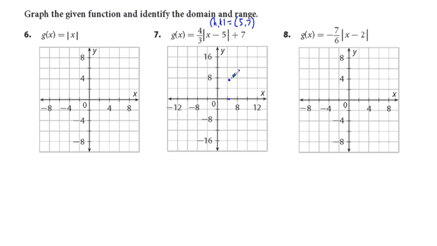for our vertex. And we have a equal to 4/3, where we're going to go up 4 and over 3. So there's up 4 and over 3. These are 4 pieces, so we're going to look like this.